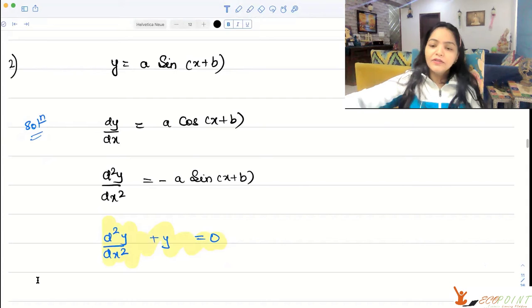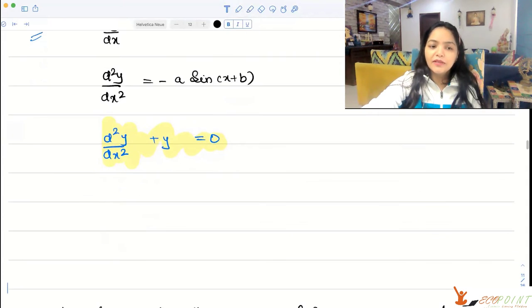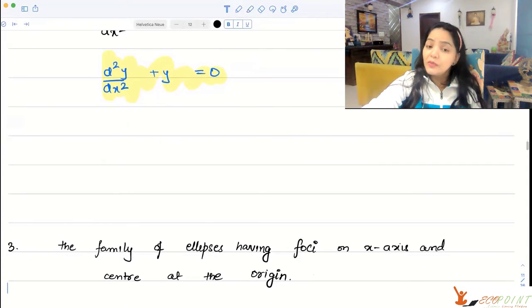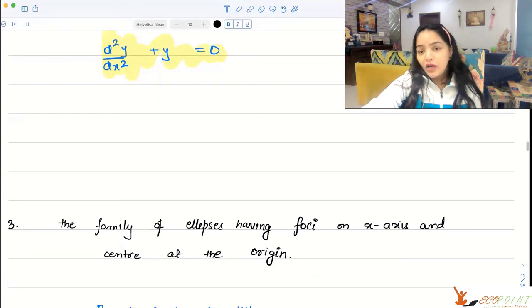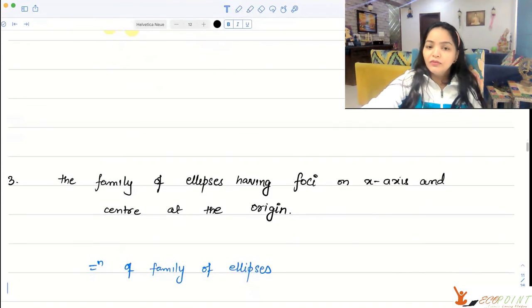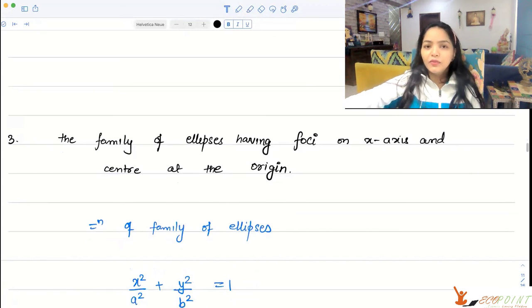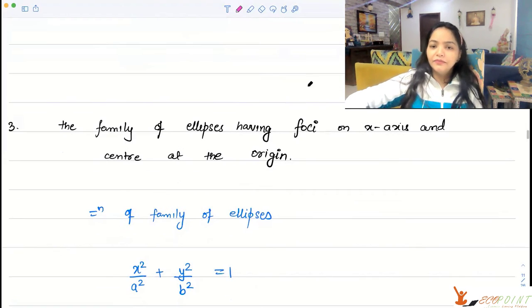Okay? So similarly, you can have different examples, like, for example, the family of ellipses with foci on the x-axis and center at the origin. So this would be something of this sort, I guess, if you try to picture it.